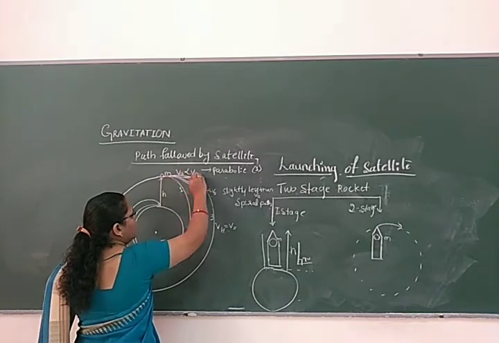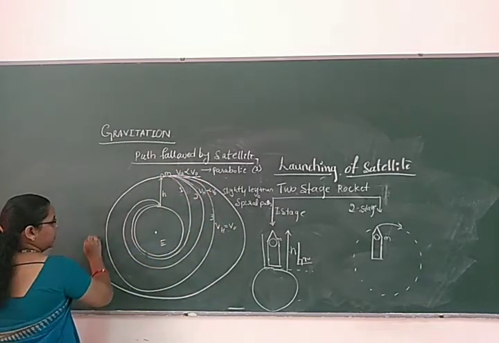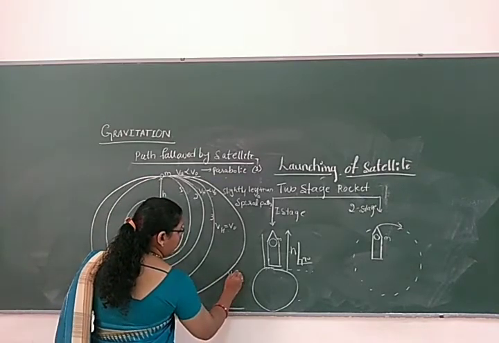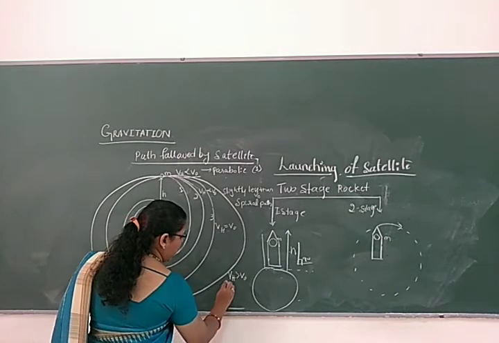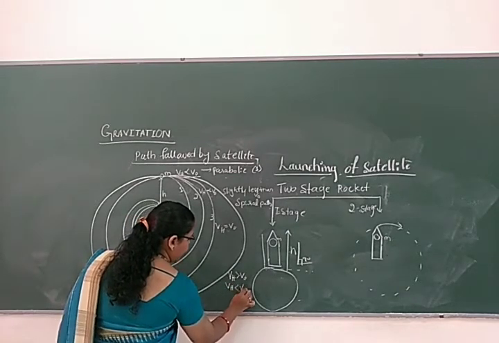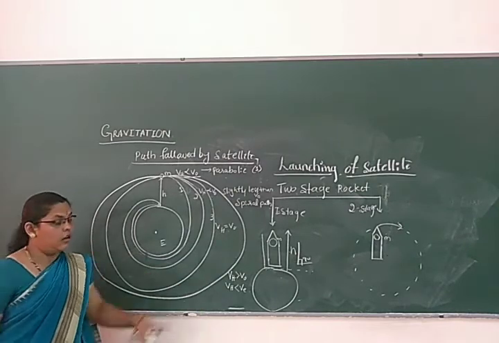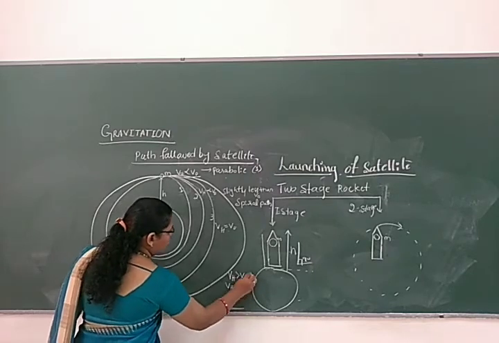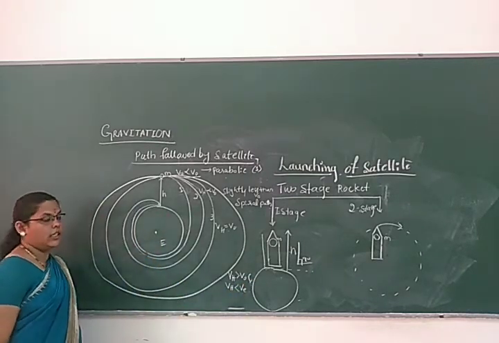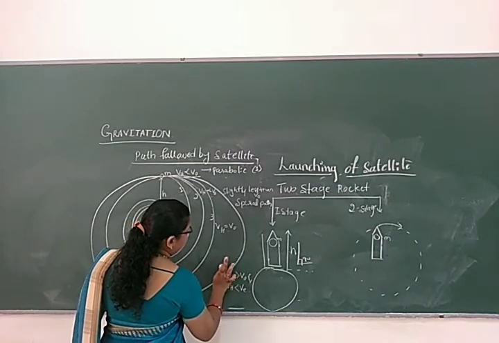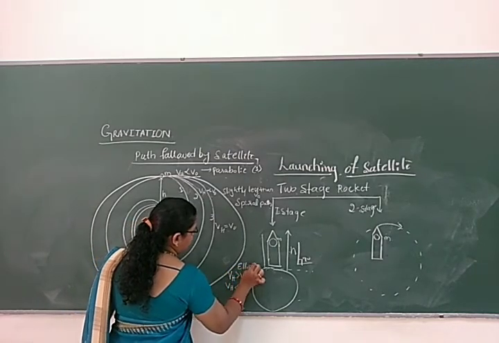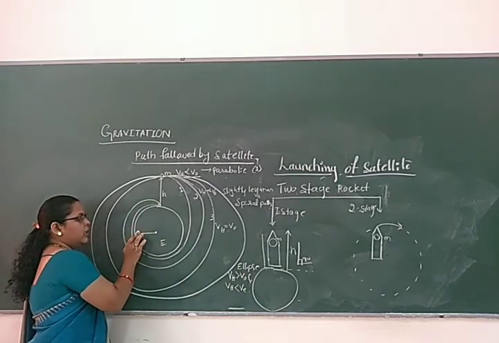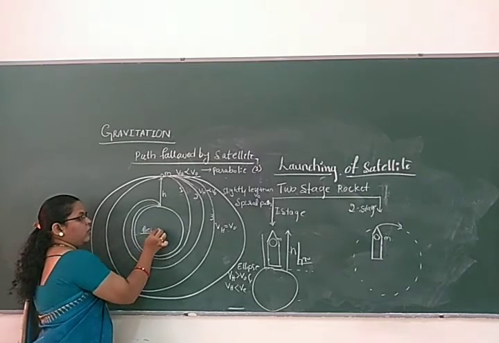And once again, the horizontal velocity. So when the horizontal velocity is greater than the orbital velocity and less than the escape velocity, you need to understand here. Once the horizontal velocity is greater than the orbital velocity and less than the escape velocity, it will take the path of an ellipse. It will take the path of an ellipse, with the earth as one of the foci of the ellipse.